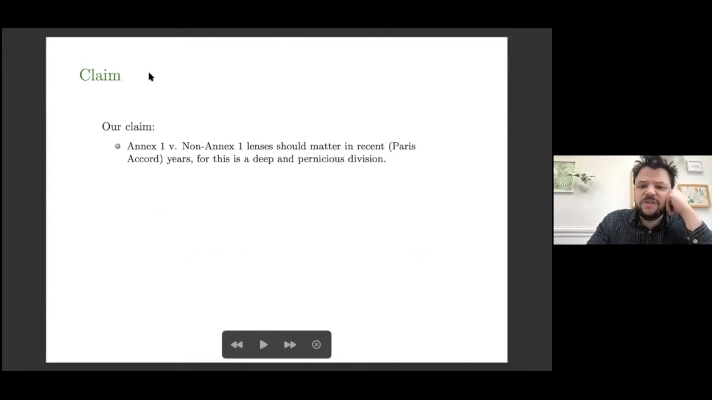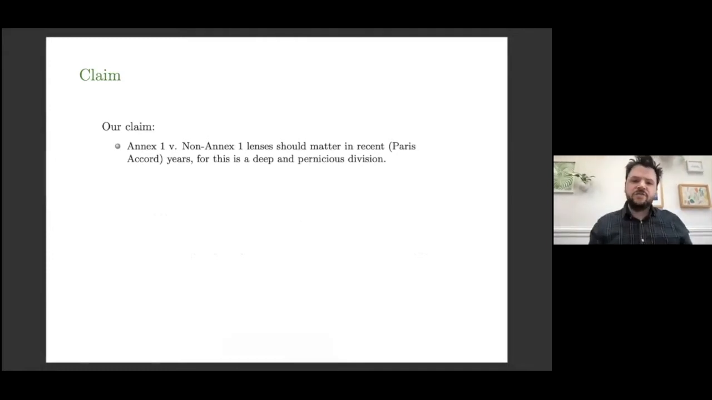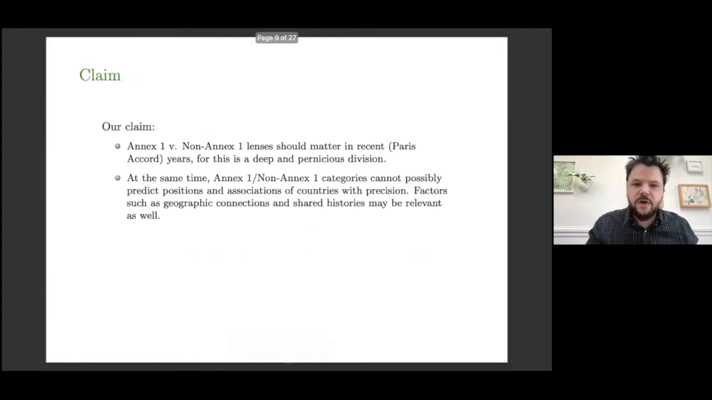So our claim is that, of course, the Annex 1 versus non-Annex 1 lens should matter in the recent Paris Accord years. We're not going to try and argue that this doesn't actually exist. At the same time, these categories do not explain everything. They cannot possibly predict positions and association across countries that are within these groups. And there's also similarities across groups, between pairs of countries.